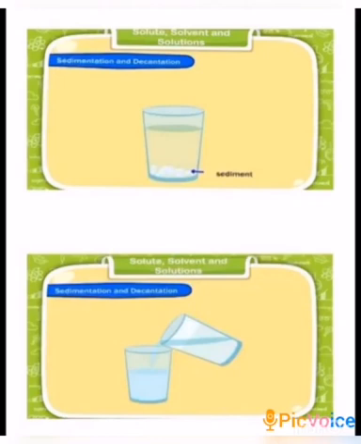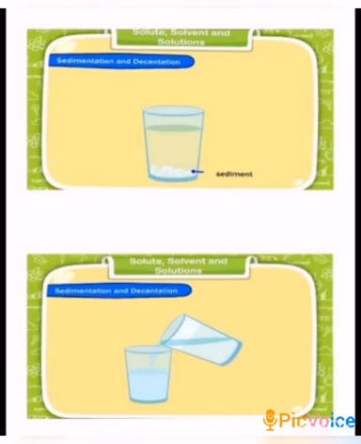Next is sedimentation. During sedimentation, the liquid is left undisturbed for some time. The heavy insoluble solids settle down at the bottom. This process in which the insoluble substances settle down is called sedimentation. Next, decantation. The upper clear liquid is poured into another container without disturbing the insoluble solids. This process is called decantation.